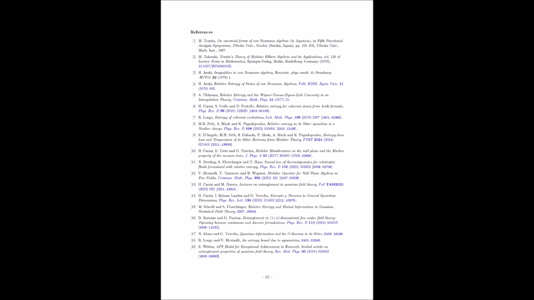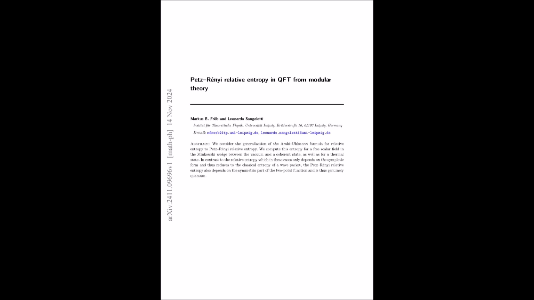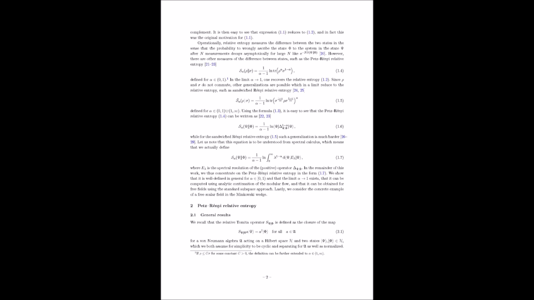And how does analytic continuation help them deal with this two-point function? Well, the two-point function, when expressed in terms of momentum space, involves an integral. And to evaluate this integral, they need to analytically continue it to a region of the complex plane where it converges. So they're manipulating the integral using complex analysis to make it well-behaved and easier to calculate. Precisely. And once they have the analytic continuation of the two-point function, they can plug it into their formula for Petz-Rényi relative entropy and obtain an explicit expression.